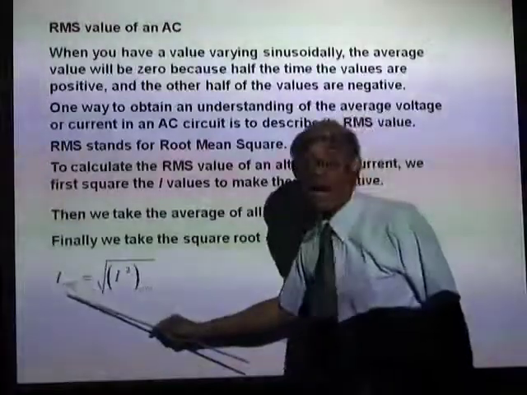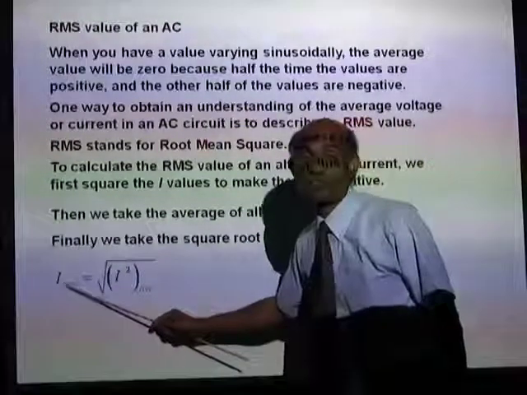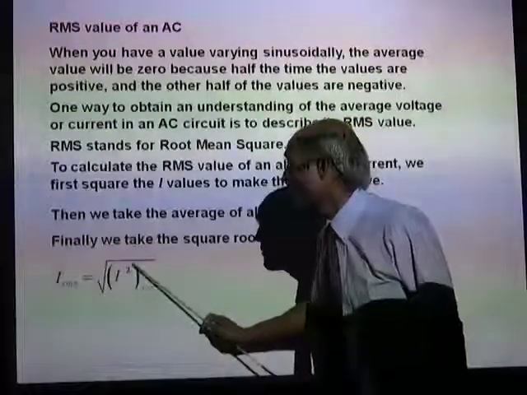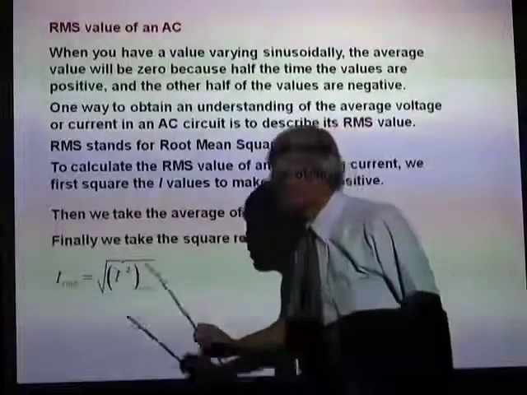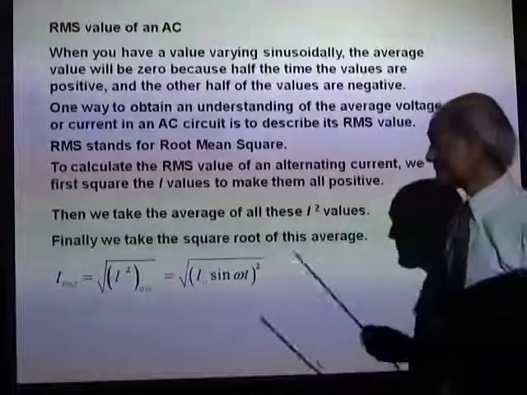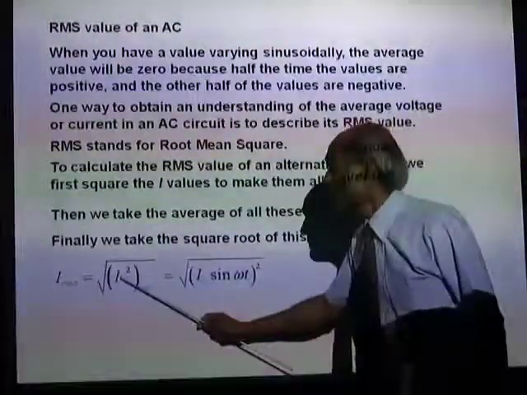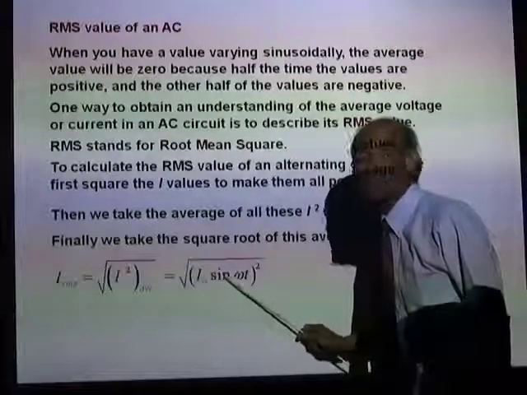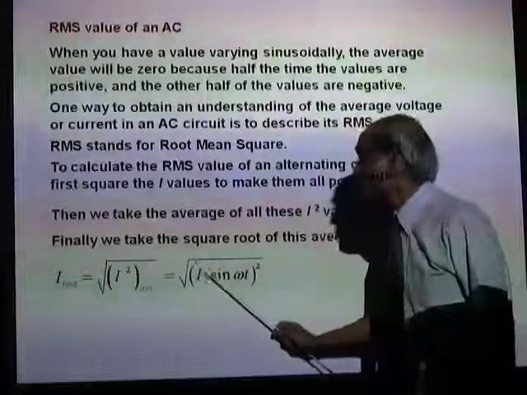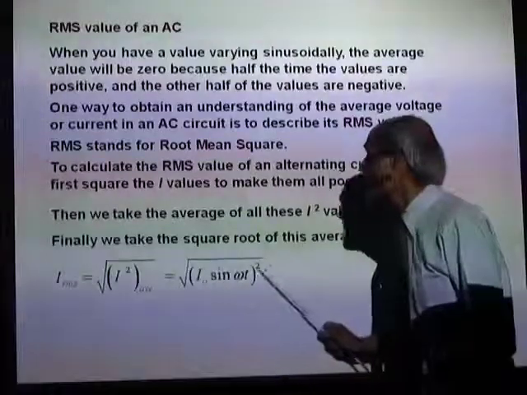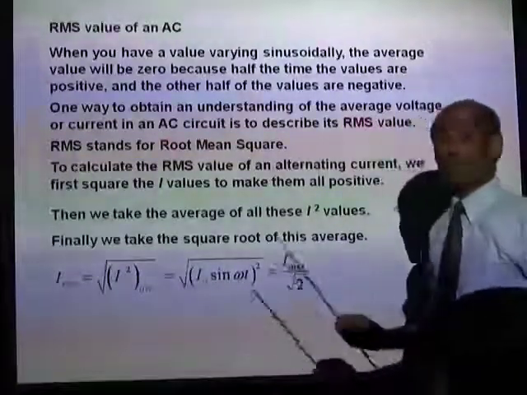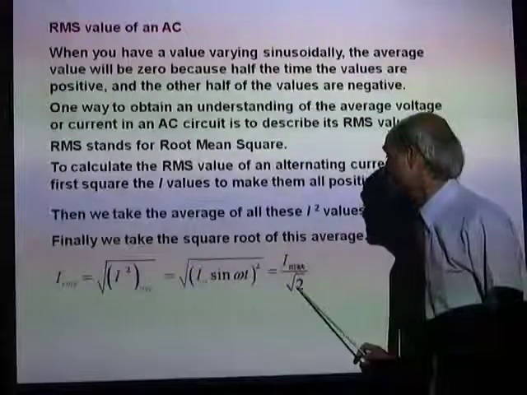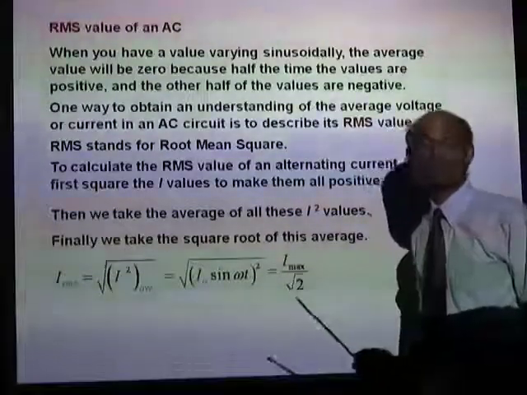So I RMS, the root mean square value of the current, is the square root of the average of all the I squared. And that will be, the instantaneous value is I0 sine omega t. So square root of the average of I0 squared sine squared omega t. And this can be shown to be equal to I max divided by square root of 2.